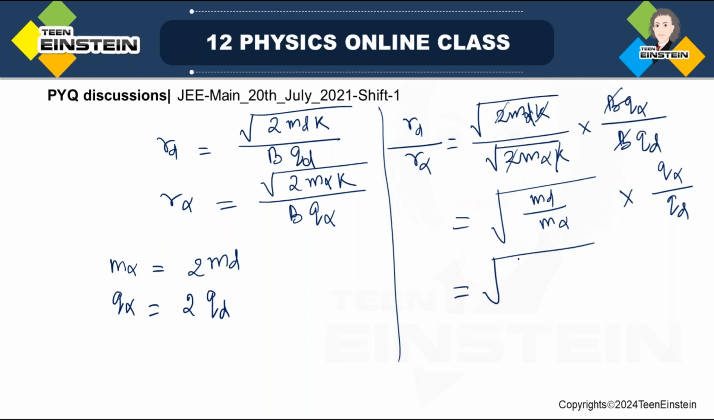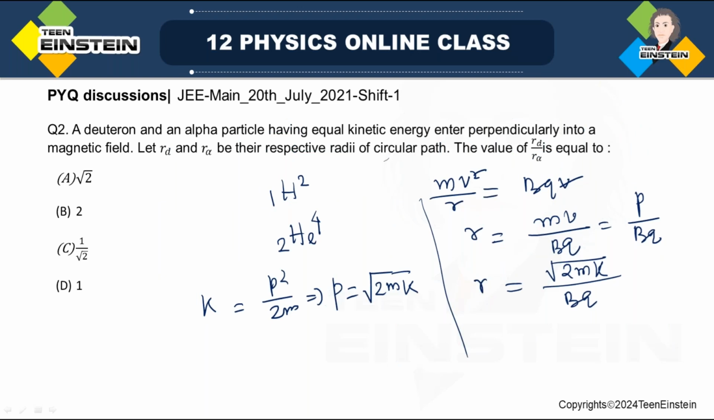So M alpha is 2 of MD, so it will be actually half, right? From here, M alpha will be twice of MD, and charge for alpha particle will be twice of QD. Then from here actually we'll be able to get root over 2. So look at this, first option will be the correct answer for this question.